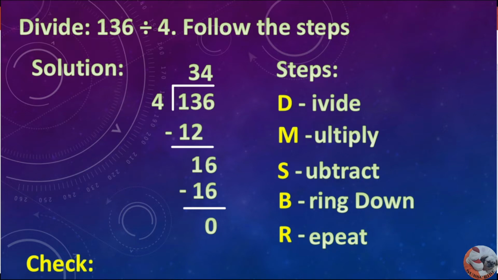So how will you know if your quotient of 34 is correct? By checking. Multiply 34 and 4. So 34 times 4 is equal to 136.